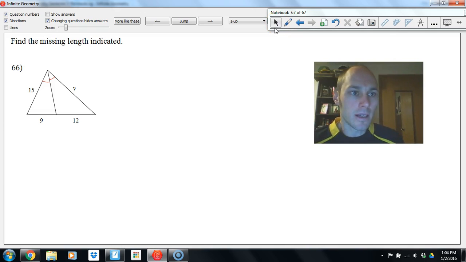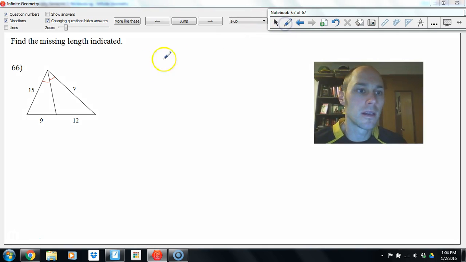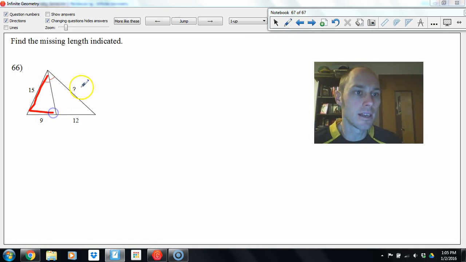Here we go. Here we have that side splitter. So in this case, we have the two angles are congruent. We have this angle bisector. So the sides are split proportionally. So 15 to 9, same way that x to 12.